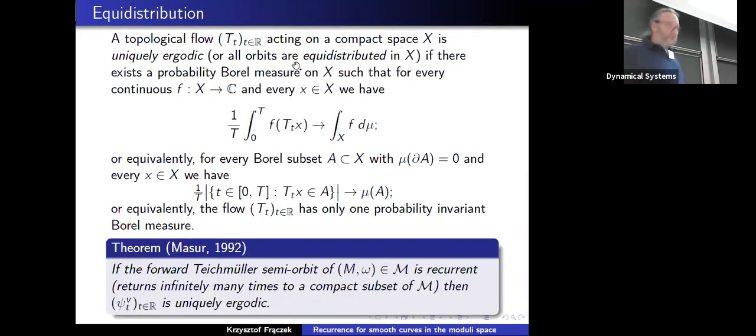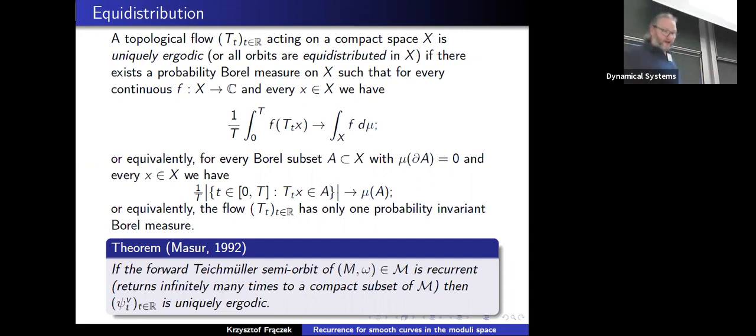And during my talk, I will care about unique ergodicity of translation flows. Let me recall, what does it mean? This is a general definition of unique ergodicity. Sometimes people call it equidistribution of all orbits.